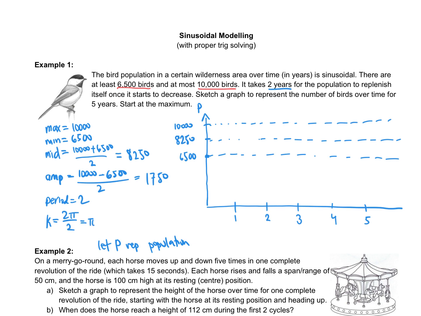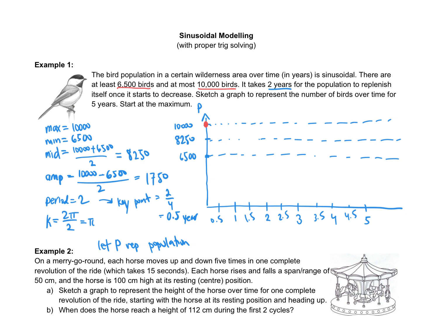And in terms of labels on my function, if my period is 2, every key point is going to be 2 divided by 4. So cutting that period into quarters, and that's going to be half a year. So every half a year, you will jump that special line. And it did say that we are starting at a maximum. So at 0 years, we're at 10,000. And because of that key point, I'm actually going to go in and label a little bit more. So 0.5, 1.5, 2.5, 3.5, 4.5.